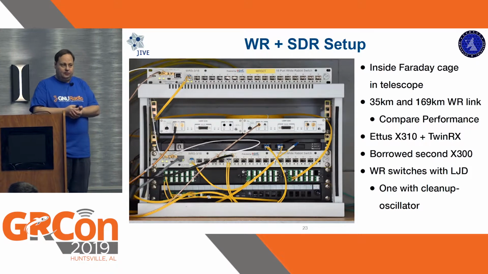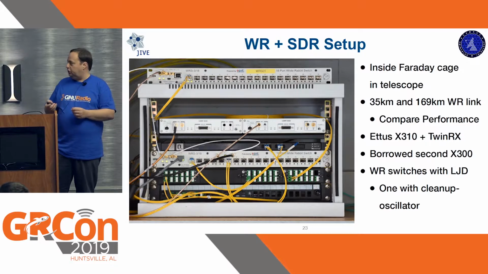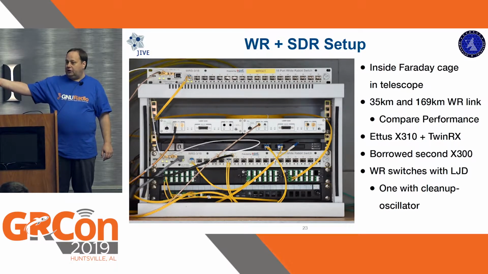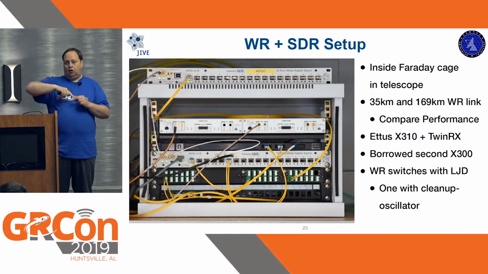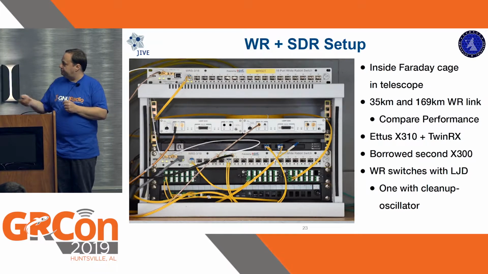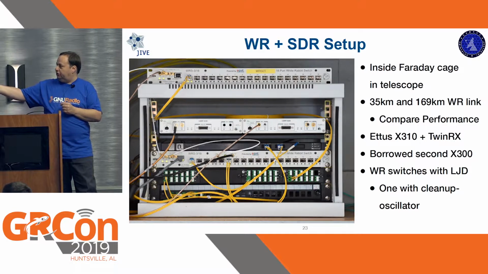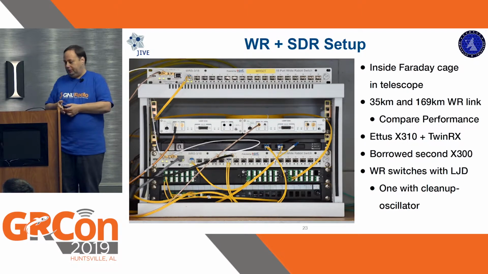And what we ended up with in the end, inside the Faraday cage, inside the radio telescope, is this setup. So you might recognize some of these blocks. This is an X310, and I managed to find an X300 somewhere else, so we have 2 of them. This is the incoming fiber, so we had this long 169 kilometer link, and we also had the direct 35 kilometer link, so we could actually compare the performance. And this is the White Rabbit switch that takes care of the timing. And this is the second White Rabbit switch, so we could run one on the long link and the other on the short link and run them at the same time.